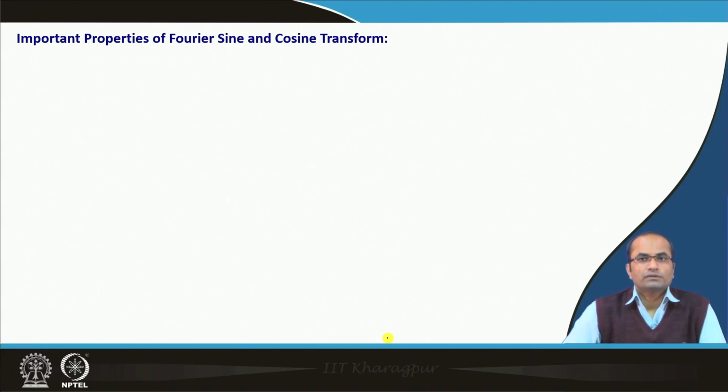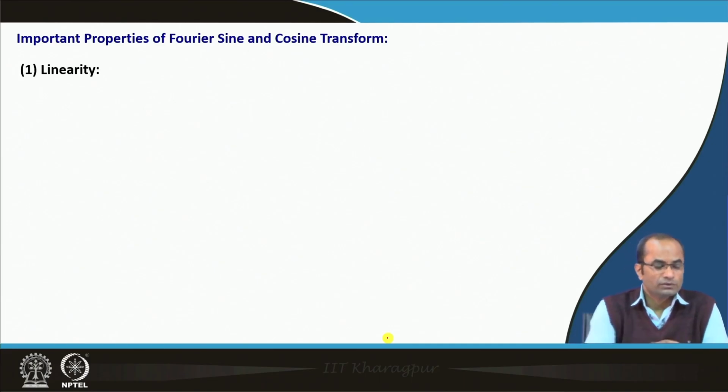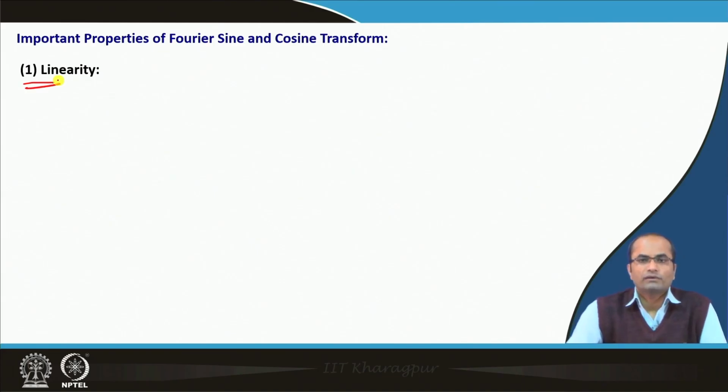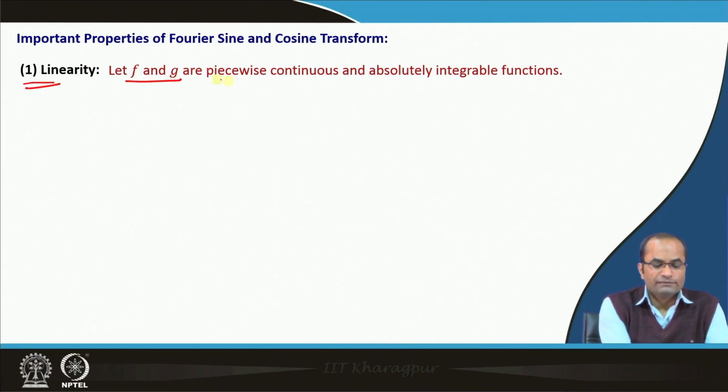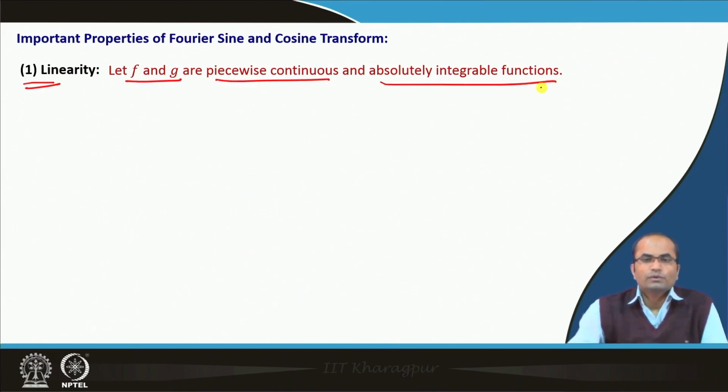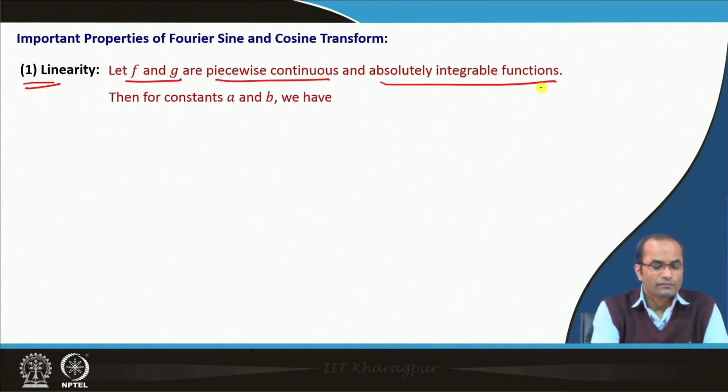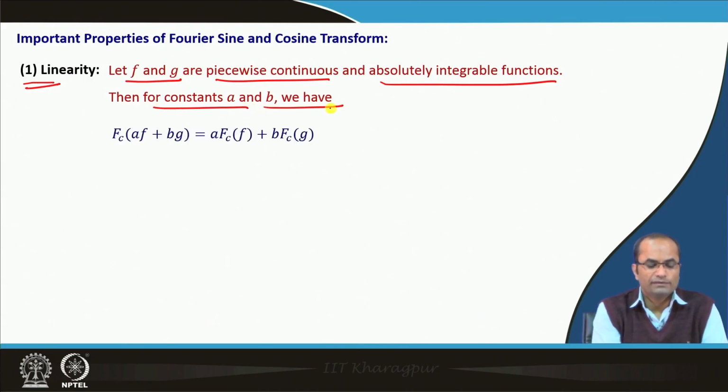So, we will now discuss some important properties of the Fourier sine and cosine transforms. The first one is the linearity property, which is a very common property of all integral transforms, including the Fourier transform later on, and then the Laplace transforms, etc. Let f and g be piecewise continuous and absolutely integrable, so all those conditions for the existence of such transforms hold. Then for constants a and b, we have this result.